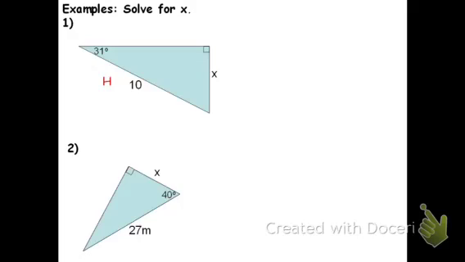The leg that is opposite of the 31-degree angle is known as my opposite leg, so I'm going to label that an O. And then I'm going to go back to SOHCAHTOA and figure out which trig function has O and H. Sine is opposite to hypotenuse, so this is going to be a sine function. In sine, the sine of the angle equals opposite over the hypotenuse. The opposite in this case is x, and the hypotenuse is 10. So when I set this one up, it's going to be sine of 31 degrees equals x over 10.